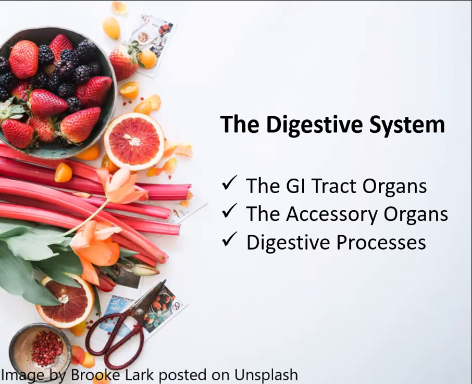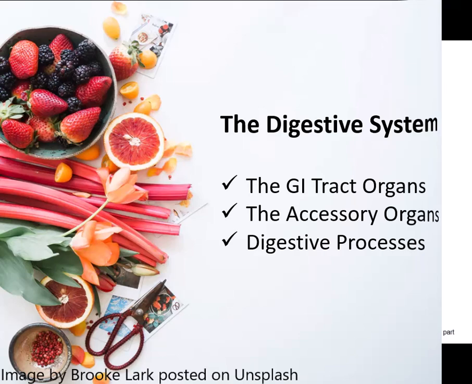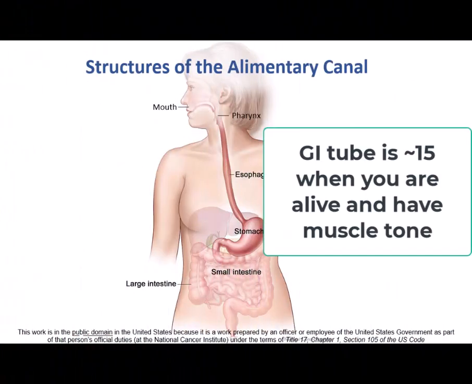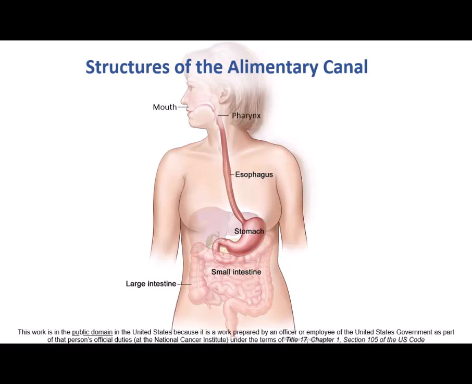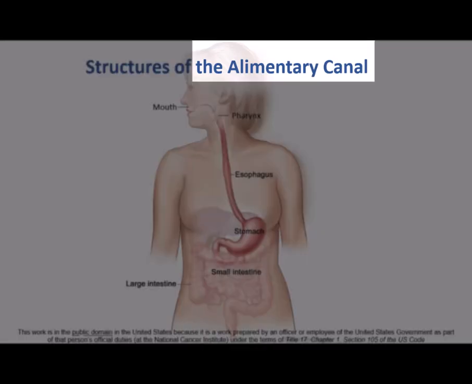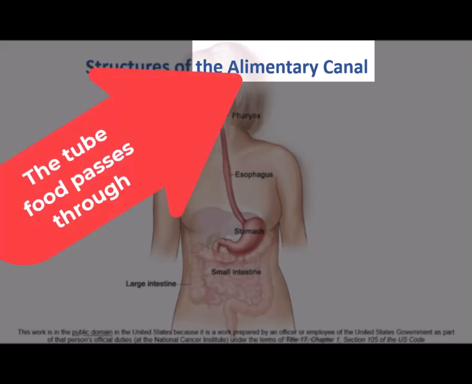The GI tract is one long tube. I mean really long tube, about 15 feet in a living person, but if you remove it after death with no muscle tone, it's actually about 30 feet long. The GI tract is also called the alimentary canal. It's the actual tube that food passes through.